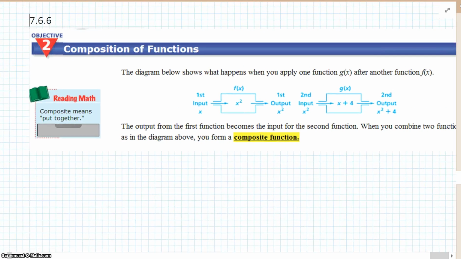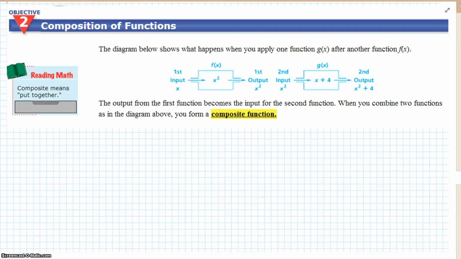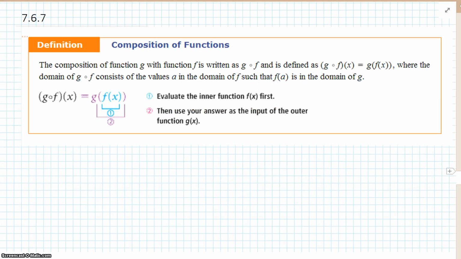Now we've got composite functions. A composite function just means we do the f of a function first, and then we plug that input into the second one. So the output from the first function becomes the input for the second function. When you combine two functions, you call it a composite function.